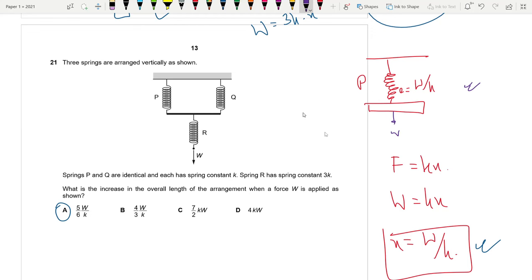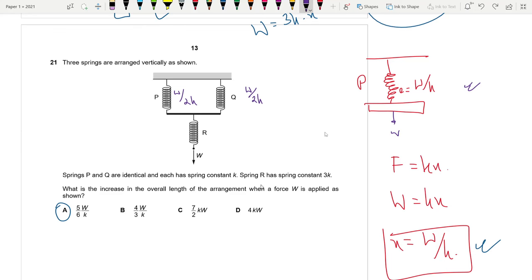The one that we were supposed to get, W by k, instead we're going to get W by k divided by 2. Extension will be halved. So instead of getting W by k, we're going to get W by 2k for this section, okay? Because for a single spring, it was W by k. So for two in parallel, it's going to be half W by k or W by 2k.